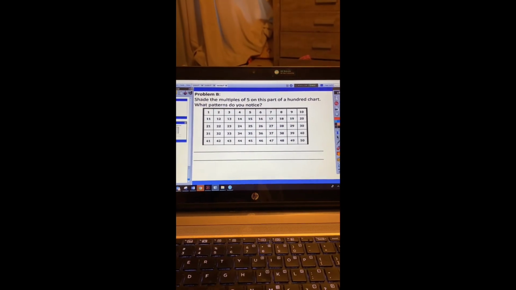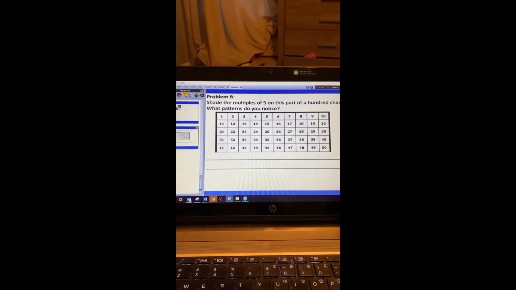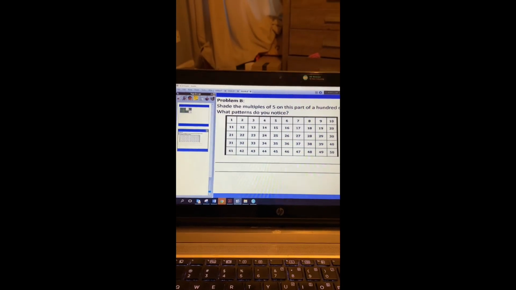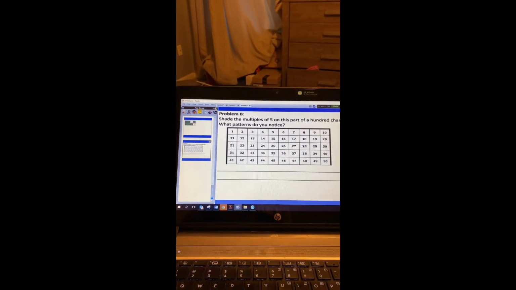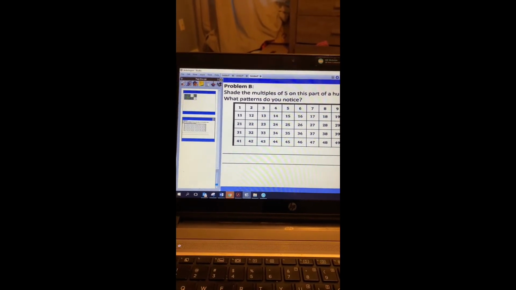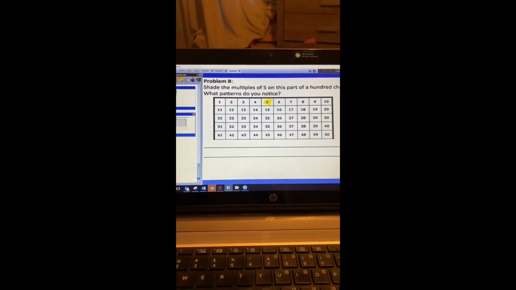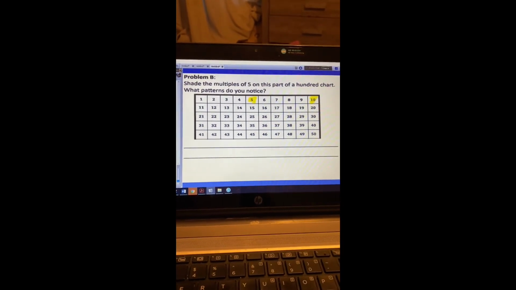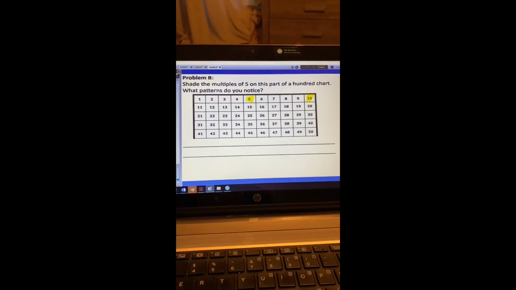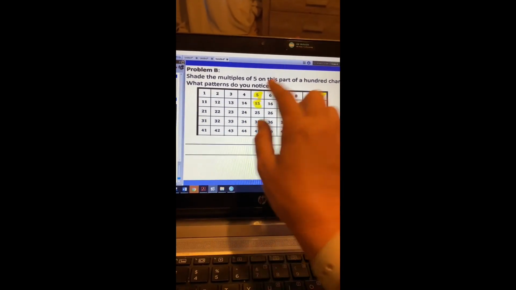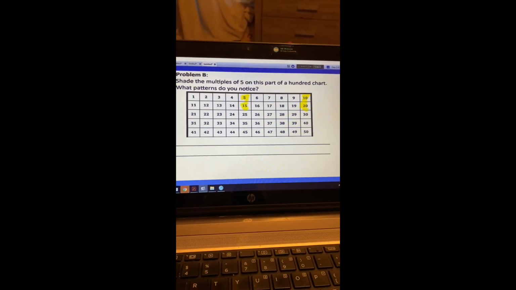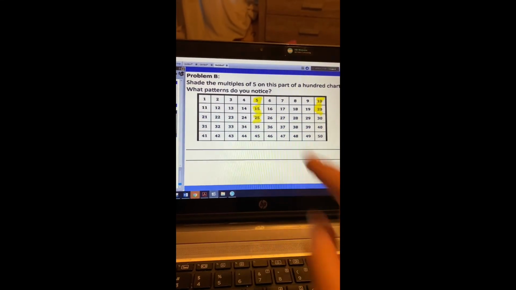Shade the multiples of 5 on this part of the hundreds chart. Multiples of 5 are the numbers that, when multiplied by 5, are the product. So, for example, 5 times 1, the product is 5. 5 times 2, the product is 10. These are the multiples of 5. 5 times 3, the product is 15. 5 times 4, the product is 20. 5 times 5, the product is 25.